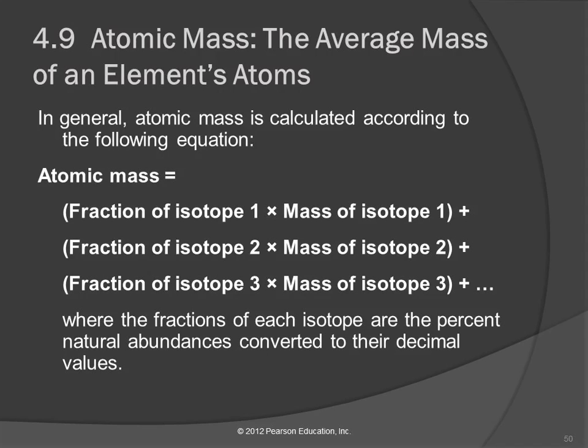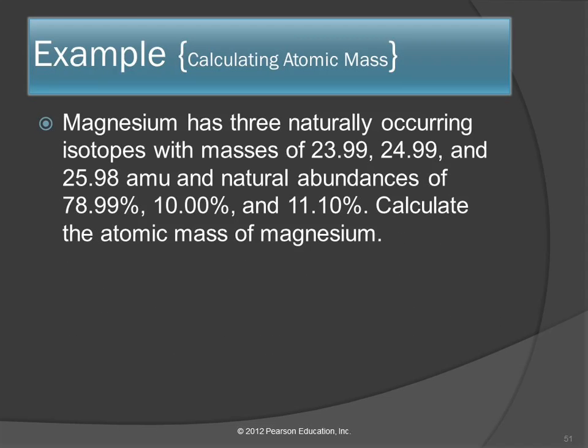So this is all written out telling you how to do the average atomic mass. The fraction of isotope 1 times its mass plus the fraction of isotope 2 times its mass, and however many isotopes, you just keep doing that and you add them all up. Let's do an example. Magnesium. 3 naturally occurring isotopes. So we've got 3 different masses, and then they give us 3 different natural abundances. The natural abundances are always going to add up to 100. And we're supposed to calculate the atomic mass of magnesium.